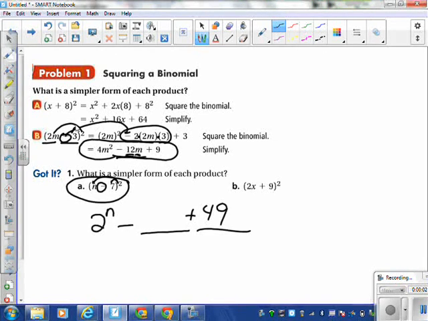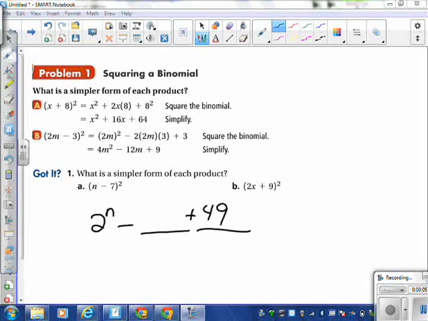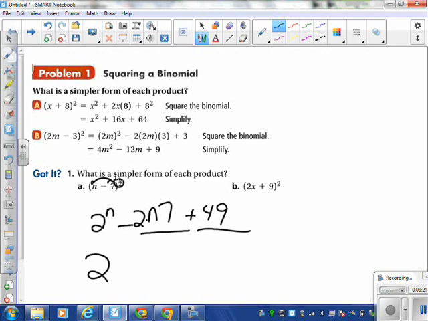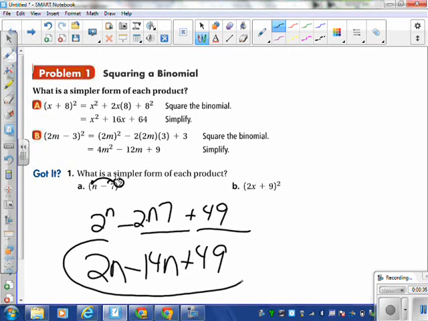In the middle, we have the 2 and the power of 2 times that with each of those numbers, n and 7, that would give me 2n, minus 2 times 7 is 14, and plus 49. So that would be the final answer after I square that equation.